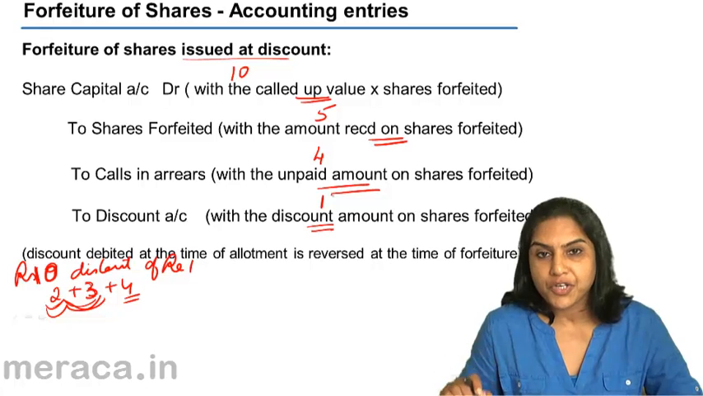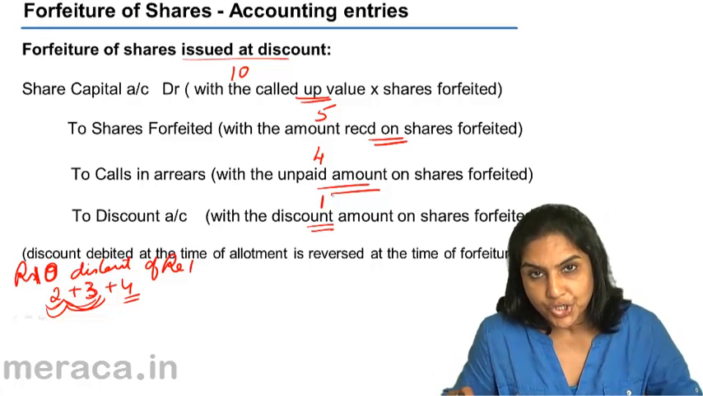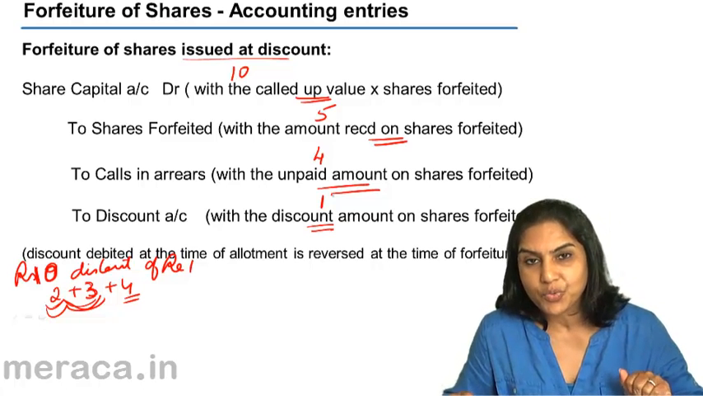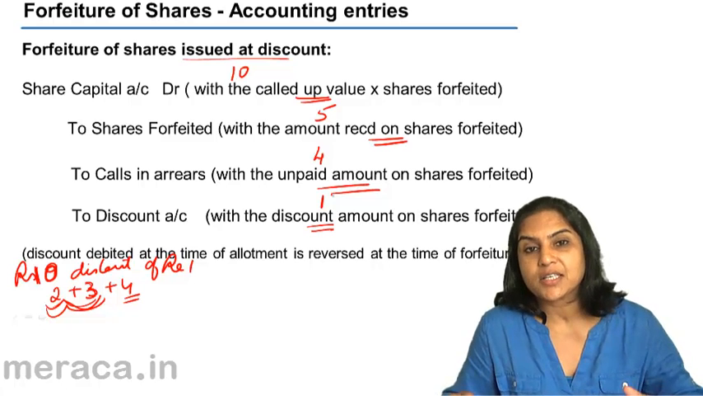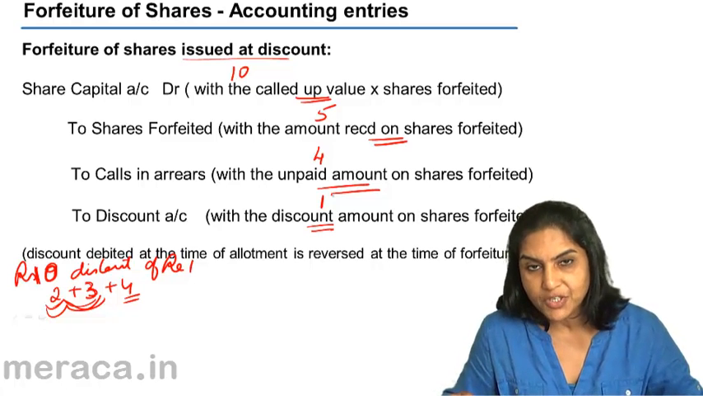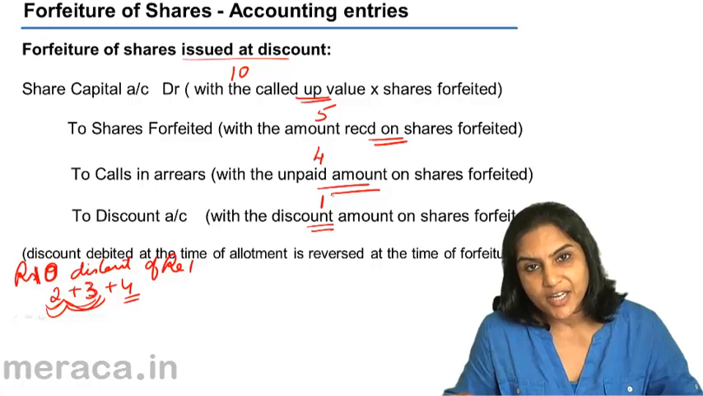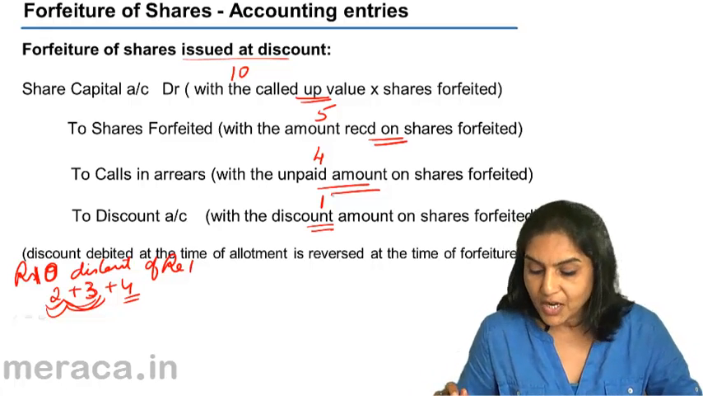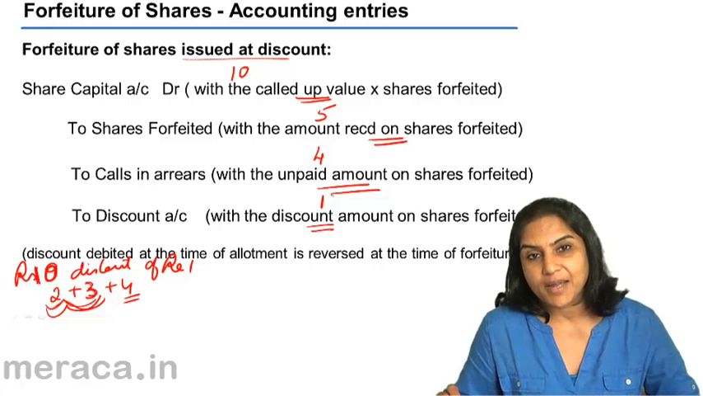In case shares which were issued at a discount are being forfeited, what is the entry? Share capital account debit with the called up value, to shares forfeited with the amount received, to calls in arrears with the amount not received, and to discount with the amount of discount which was given at the time of issue.